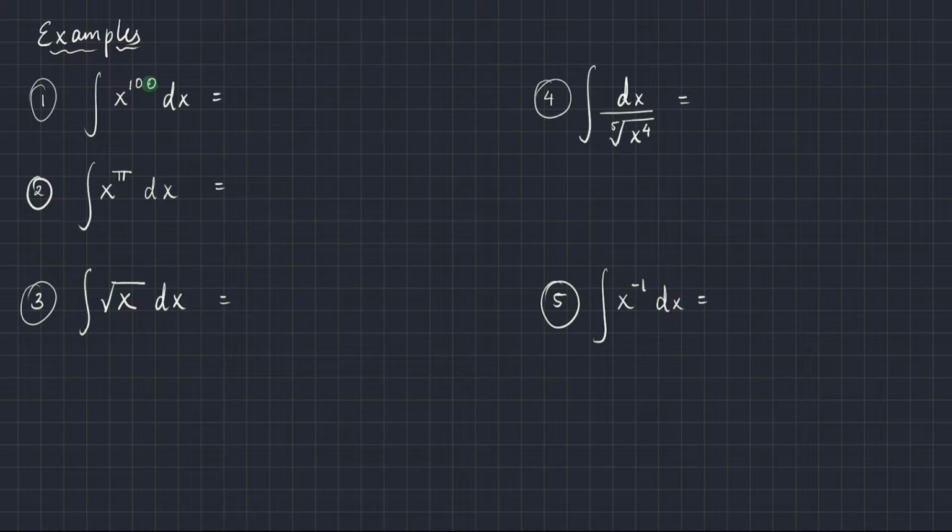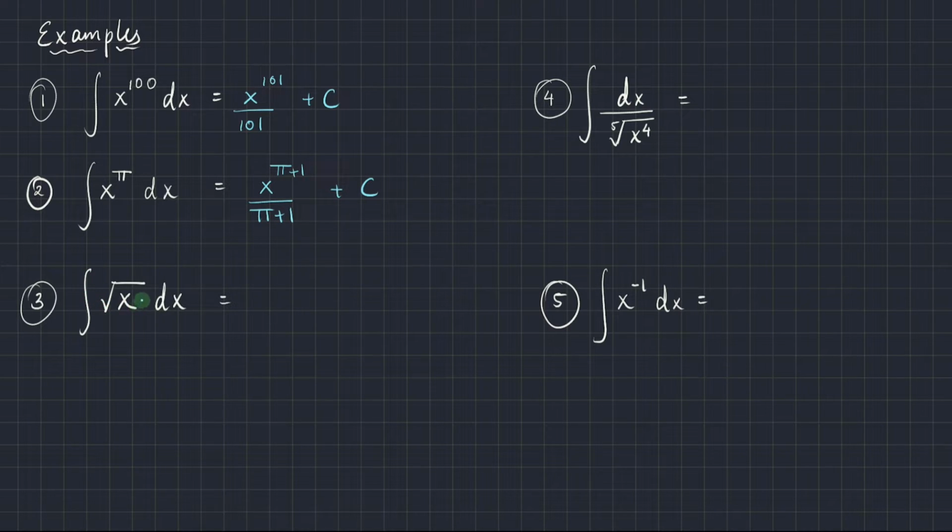Integral of x to the power of 100 dx is simply going to be x to the power of 101 over 101 plus c. X to the power of pi. Now pi is just another number, just like 100 or 2 or 3 or minus 5. So the integral of x to the power of pi dx is going to be x to the power of pi plus 1 all over pi plus 1 plus c.